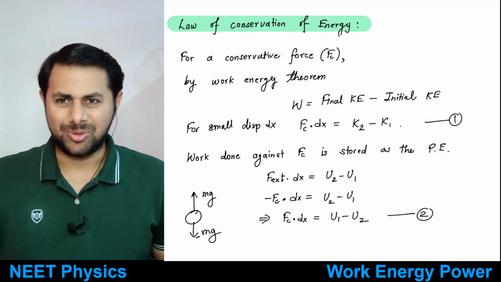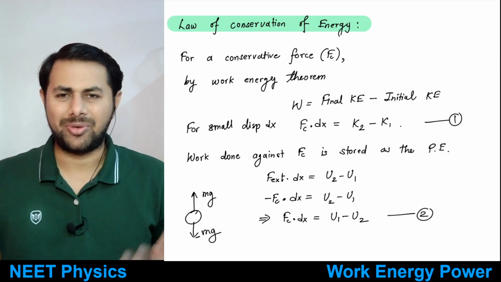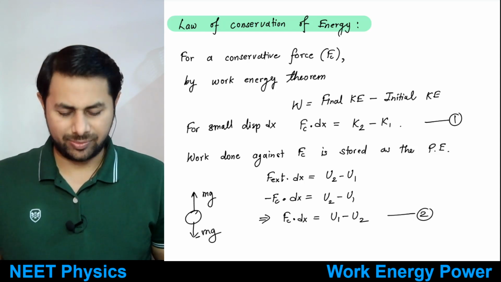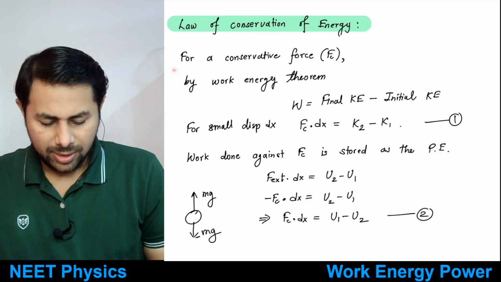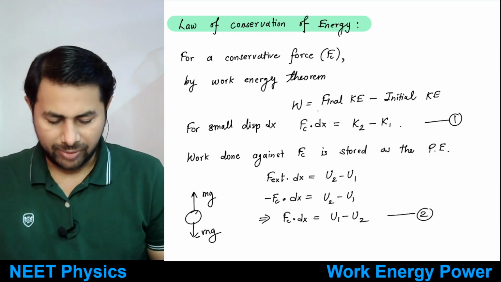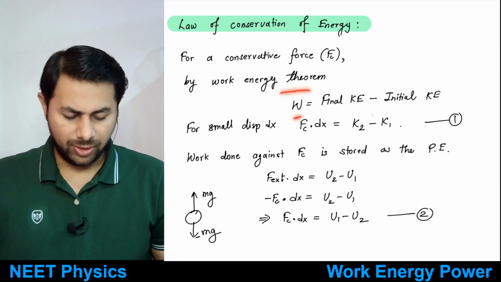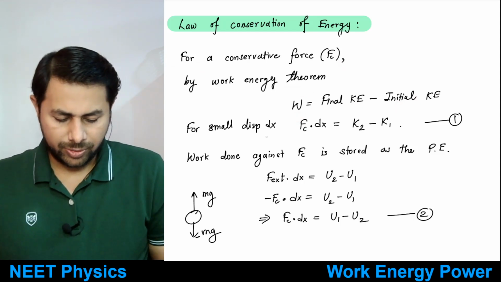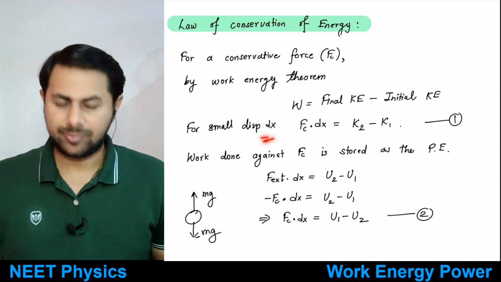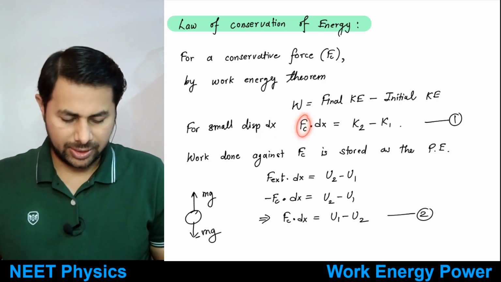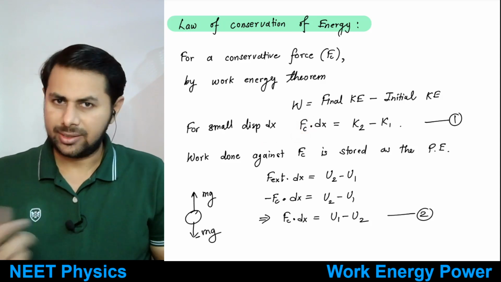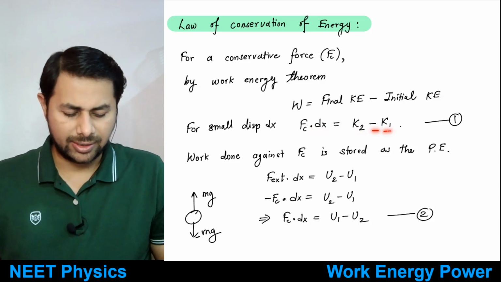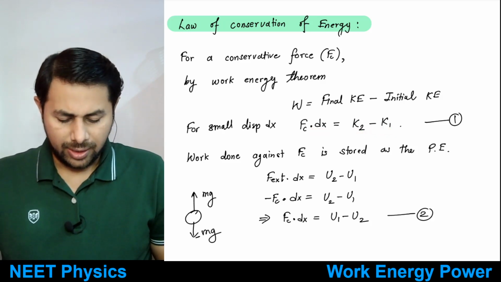This is of course applicable for a conservative force, because we can define potential energy only for a conservative force. Okay, so see how. For a conservative force, we know by the work-energy theorem, work done is equal to final kinetic energy minus initial kinetic energy. So suppose for a small displacement dx, the work done by the conservative force is given by what? Fc dot dx is equal to final kinetic energy K2 minus K1.